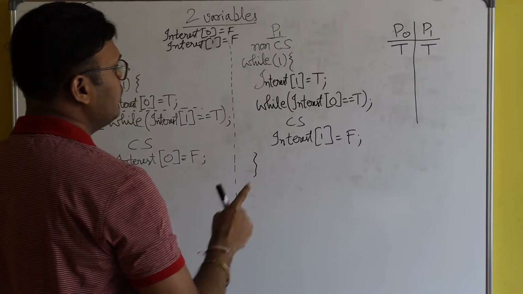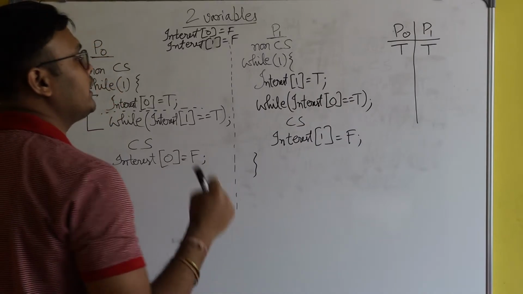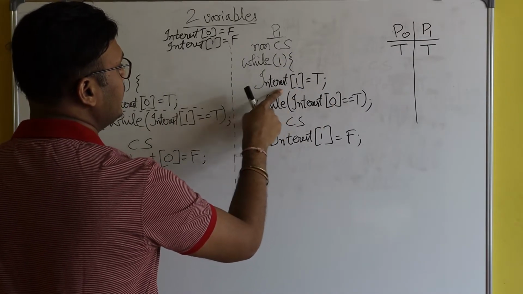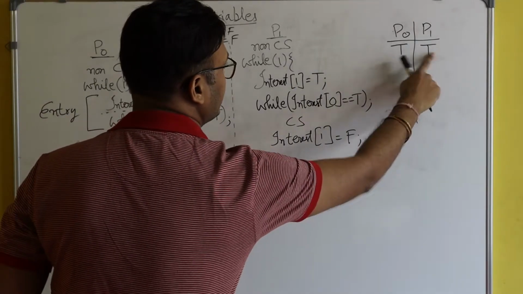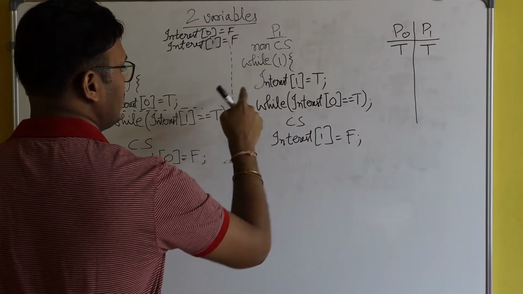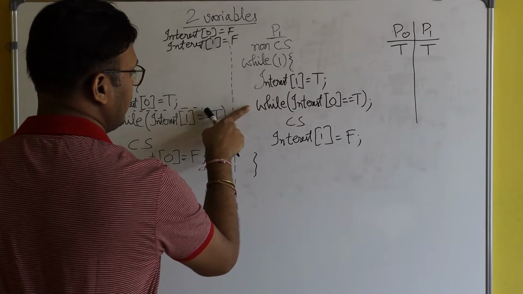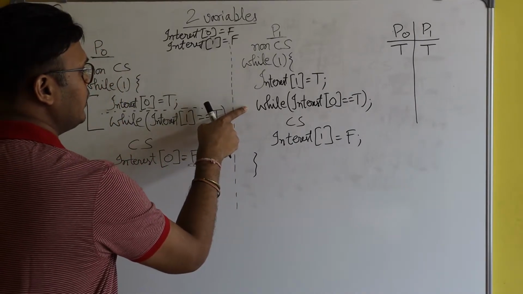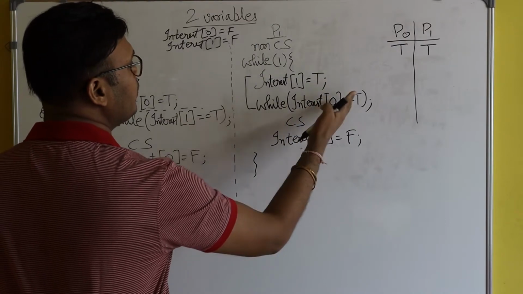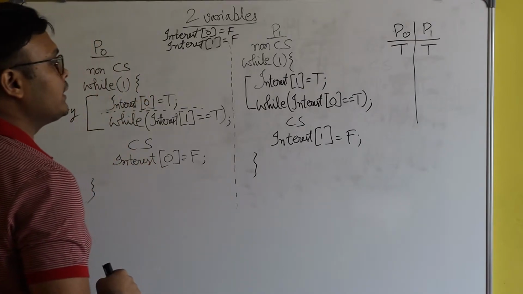Also, if interest is false, it means the process is not interested to enter inside the critical section. Here process P1 has made interest 1 equal to true, so process P1 is also interested. Both are true. Now process P1 will execute this line, which is an entry section code. Process P1 wants to break this loop to enter into the critical section. Let's see whether process P1 will be able to enter inside the critical section or not.